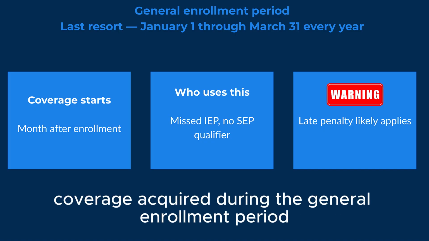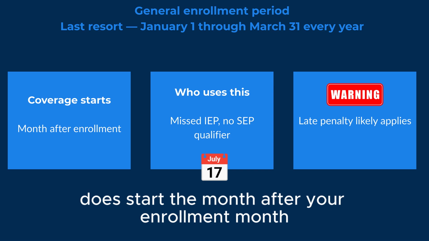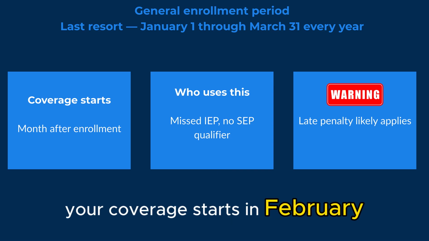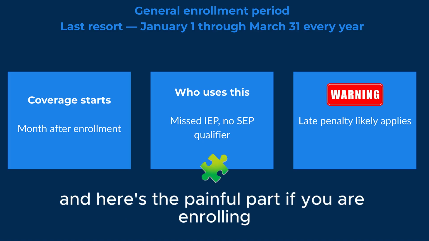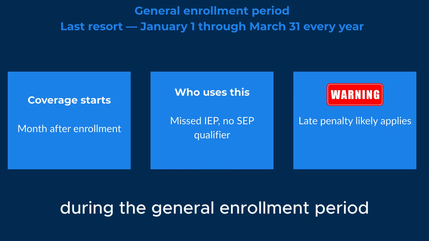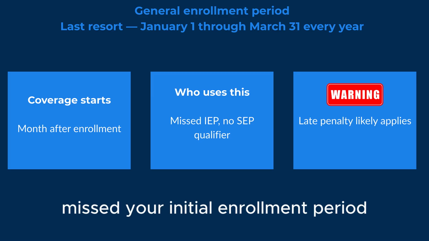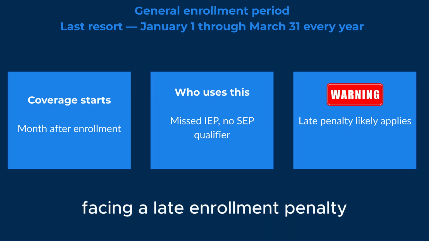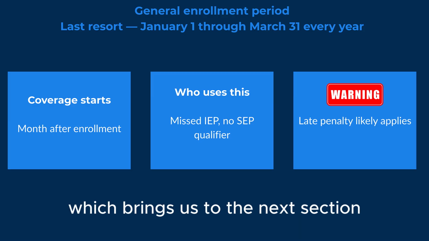Coverage acquired during the General Enrollment Period does start the month after your enrollment month. So if you enroll in January, your coverage starts in February. And here's the painful part. If you are enrolling during the General Enrollment Period, it means you already missed your Initial Enrollment Period, which means you are likely facing a late enrollment penalty. Which brings us to the next section.